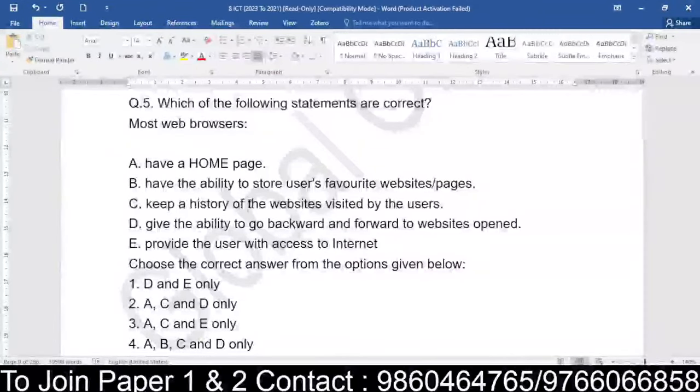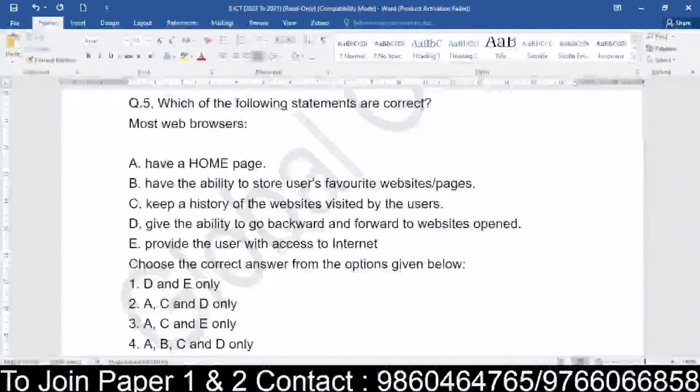Which of the following statements are correct with respect to web browsers? Do they have a home page? They have the ability to store favorite pages. They can keep a history. They can give the ability to go backward and forward.